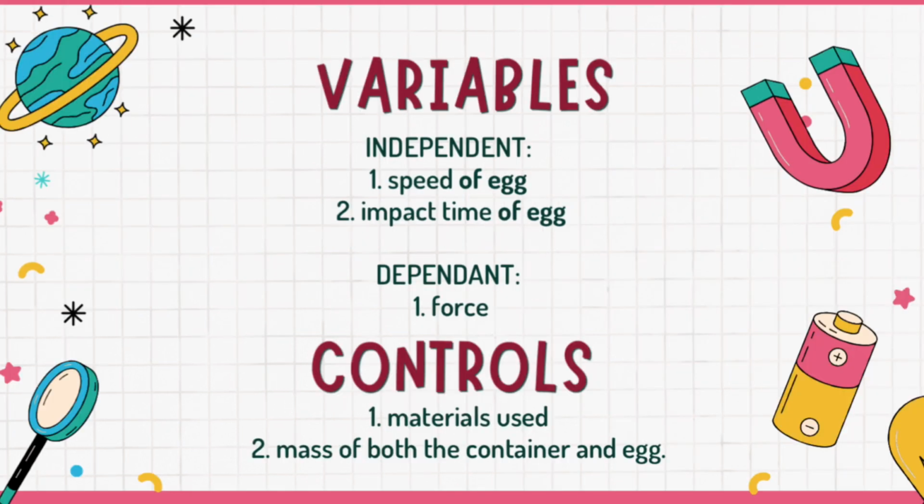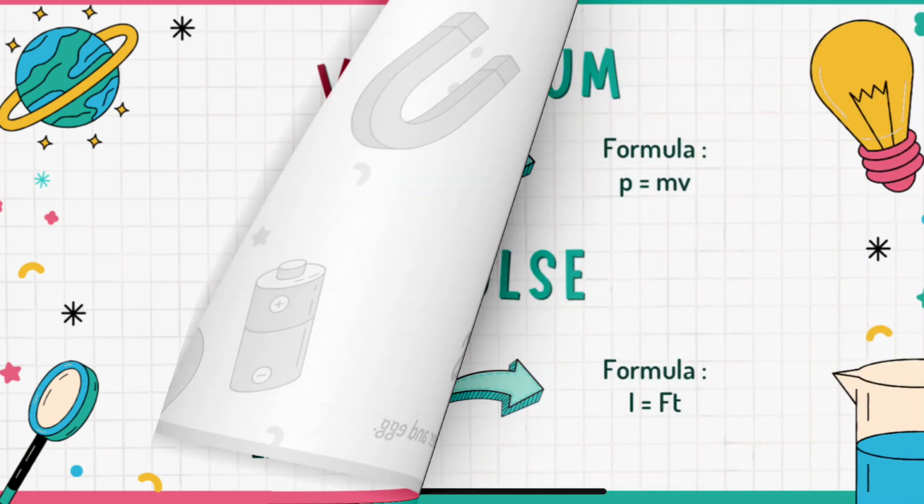There are two independent variables. The first one is the speed of the egg and the second is the impact time of the egg. The dependent variable is the force. Meanwhile, the controls are the materials used and the mass of both the container and the egg.